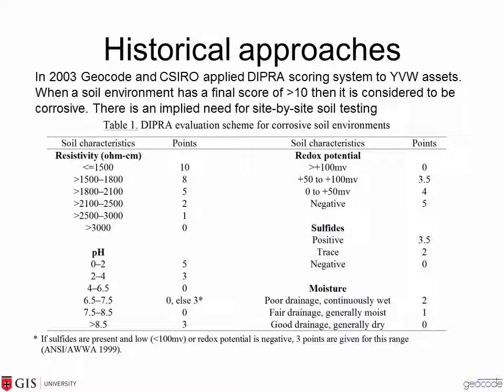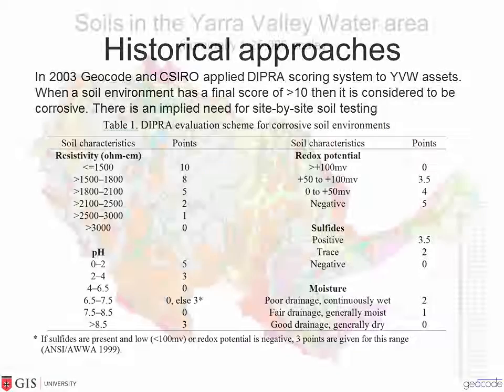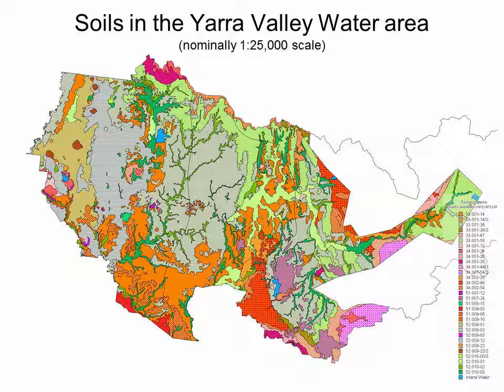So here, with any one of these soil characteristics, where the score is 10 or greater, that soil is deemed to be corrosive. So there's a resistivity component, a pH component, a redox potential component, sulfides and soil moisture. So here's the map that we applied this to quantitatively. There are many different soil types. It's actually a terrain pattern map, which is a bit different than a soil map, but for our purposes, let's call it a soil map.